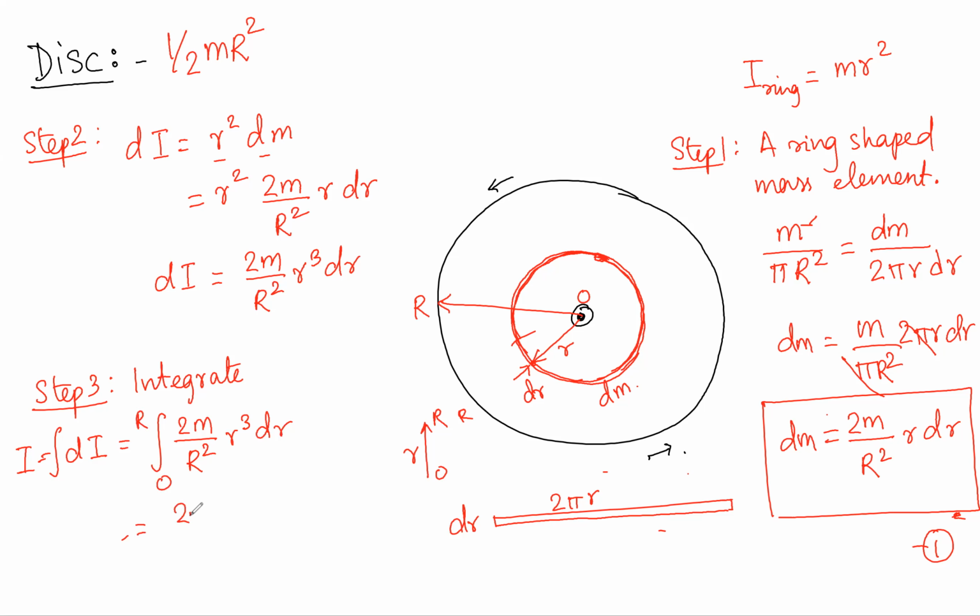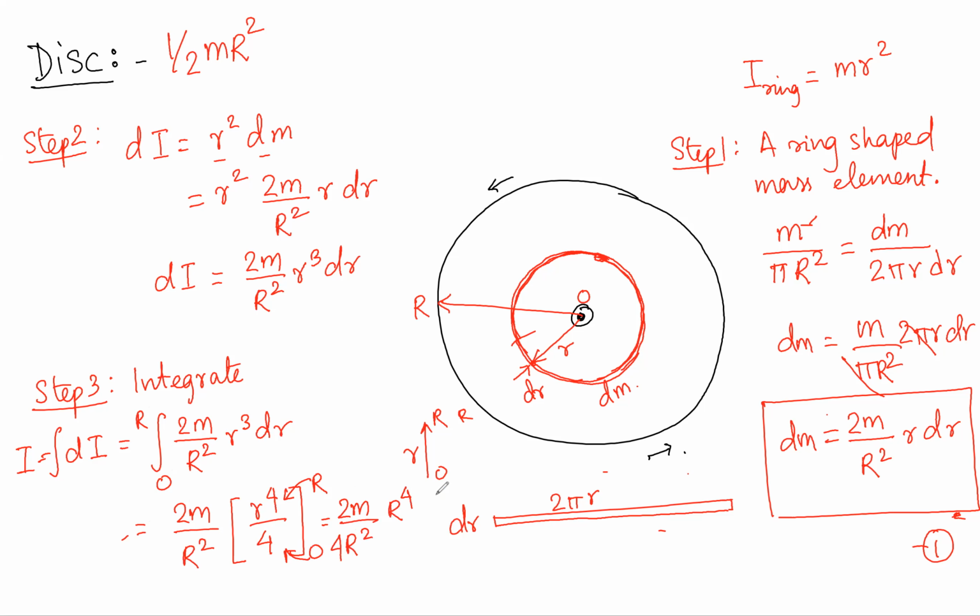तो ये कितना हो जाएगा? 2m divided by R square. r cube integration is r to the power 4 divided by 4. You go from 0 to capital R. Put capital R, put 0. So how much will you get? You will get 2m divided by R square. If you put capital R, you will get R to the power 4. There is already a 4 in the denominator, so that 4 is going to come out over here.